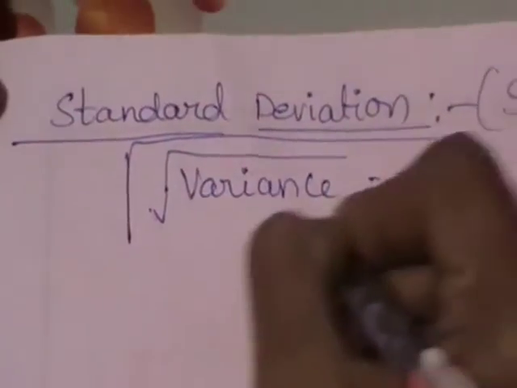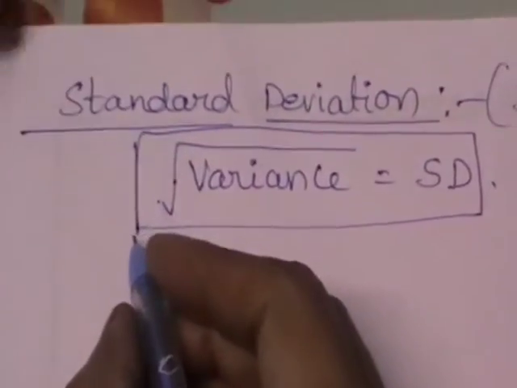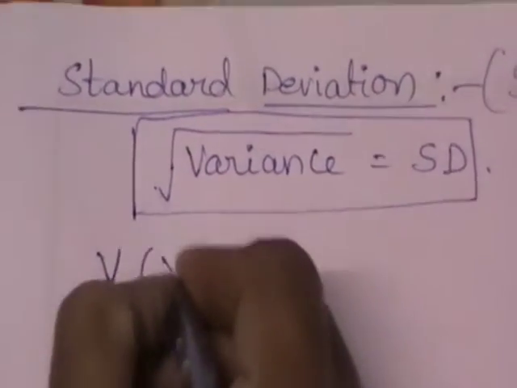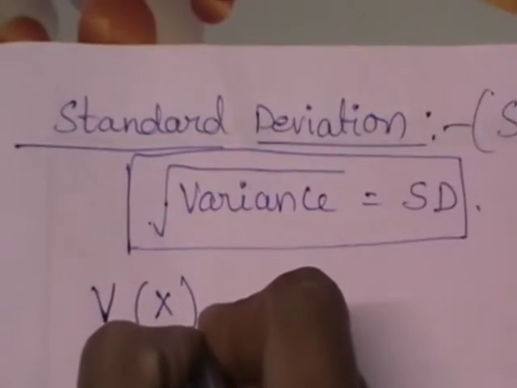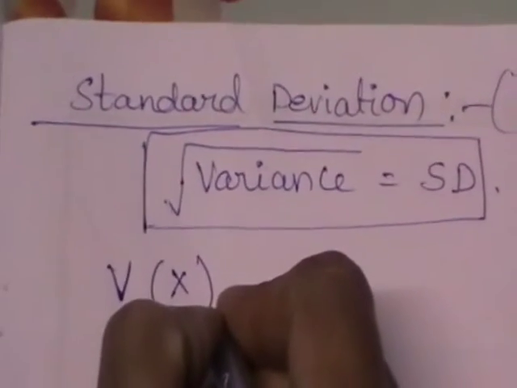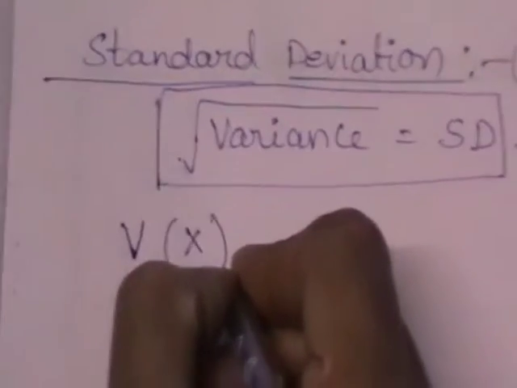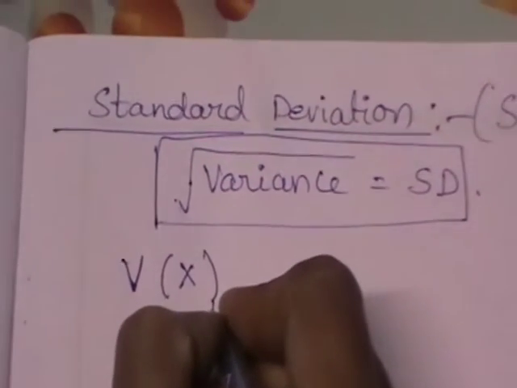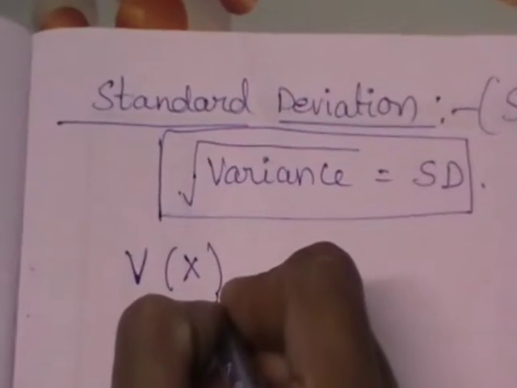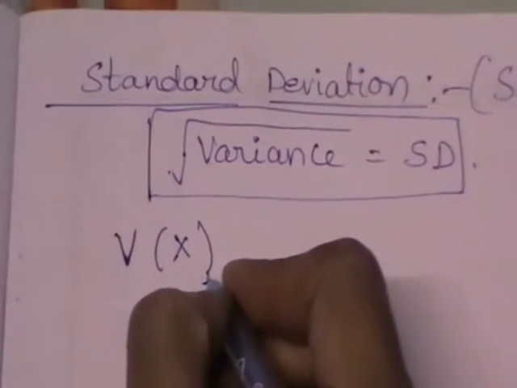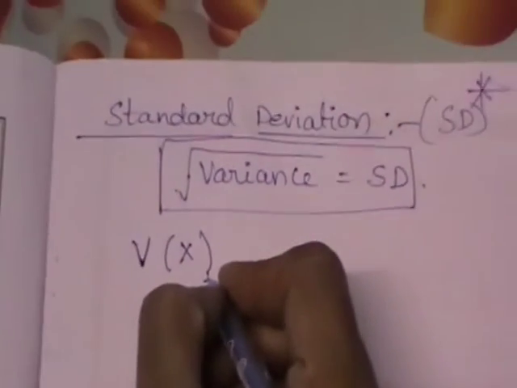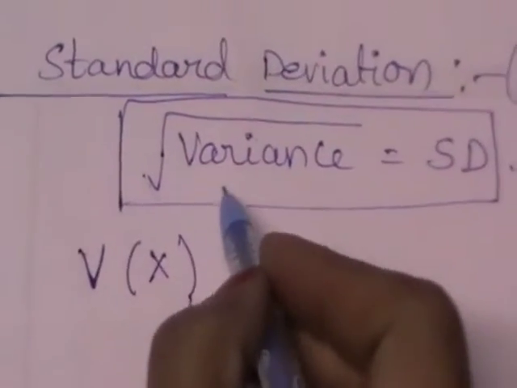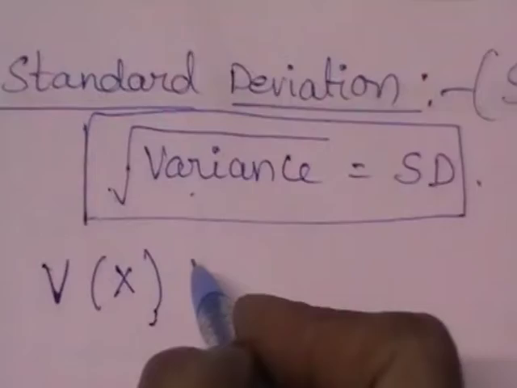Before discussing this, I told you that the mean is indicated with x bar. Similarly, we write variance as V of x. We call V of x the variance, which is the symbol for variance of x. To calculate standard deviation, you should first calculate variance. Then if you take the positive square root of variance, that represents the standard deviation. Again I am repeating, standard deviation always depends on variance, where the square root of variance gives the standard deviation.